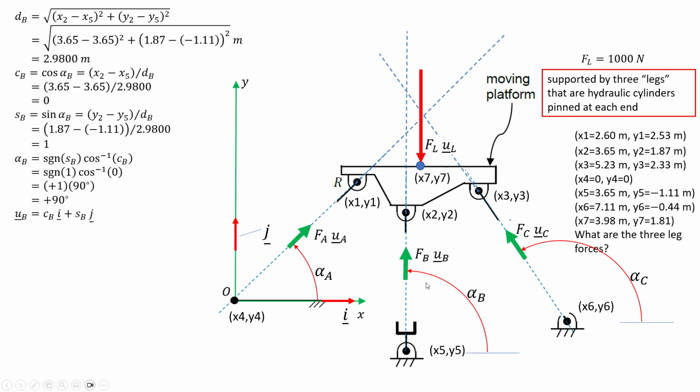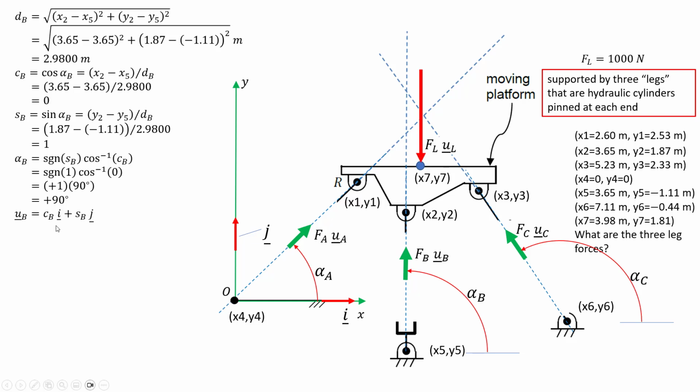And then for the B leg, what I want to do is look at x2, y2 relative to x5, y5. It just turns out in this example that x2 and x5 are identical. So that means I have no delta x, and the cosine is going to be 0. Of course, I easily calculate my distance between point 2 and point 5, and when I do my sine, the delta y over my distance, I'm going to get a plus 1. So my alpha B is going to be plus 90, and that looks about right.